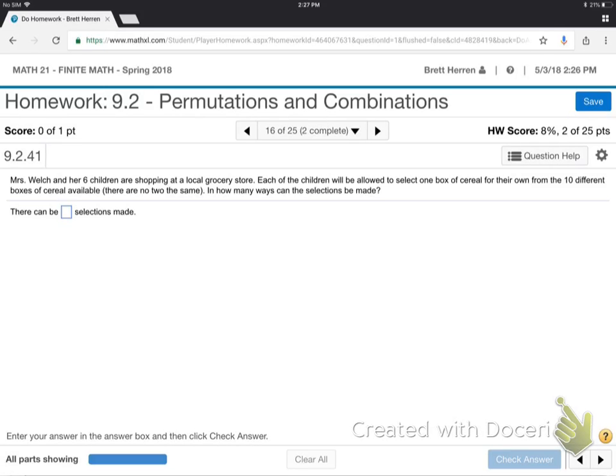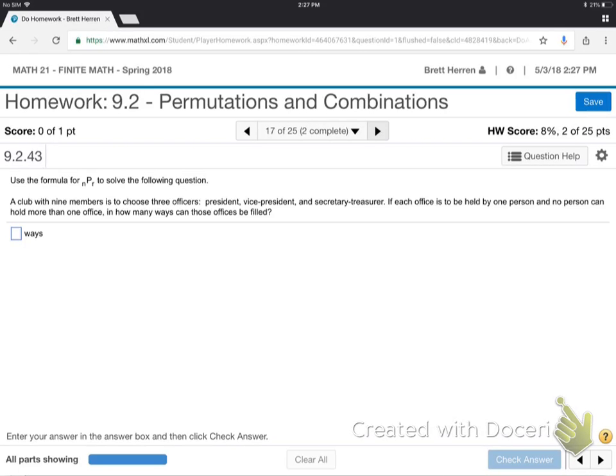Let's go here. Okay, so Mrs. Welch, 6 children shopping. Each child is allowed 1 box from 10 different boxes. That's the same problem? That's dumb. All right, let's move on. Look here. It says formula, use nPr. They're telling you to use nPr.